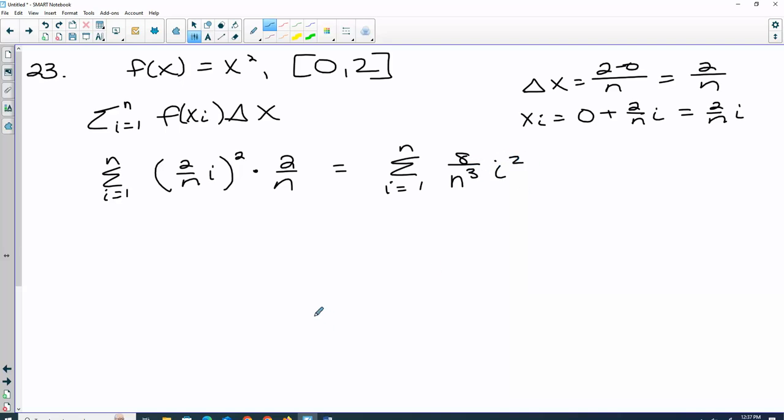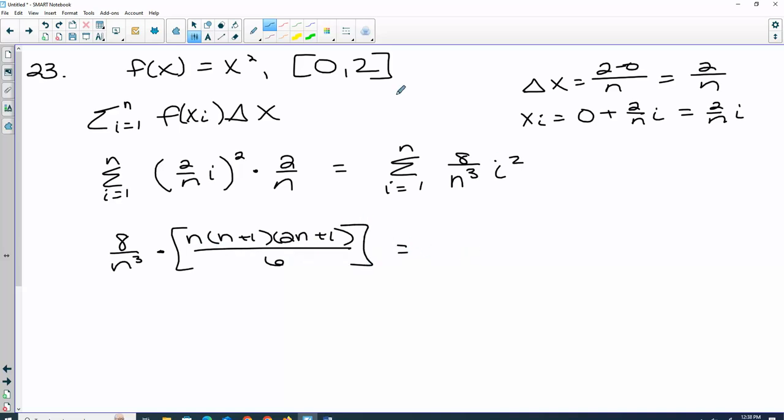I squared. So then we use our summation rules. We have 8 over n cubed. What is the i squared formula? N times n plus 1 times 2n plus 1 over 6. I'm going to go ahead and cancel one of those. If you wanted, you could reduce this to 4/3.